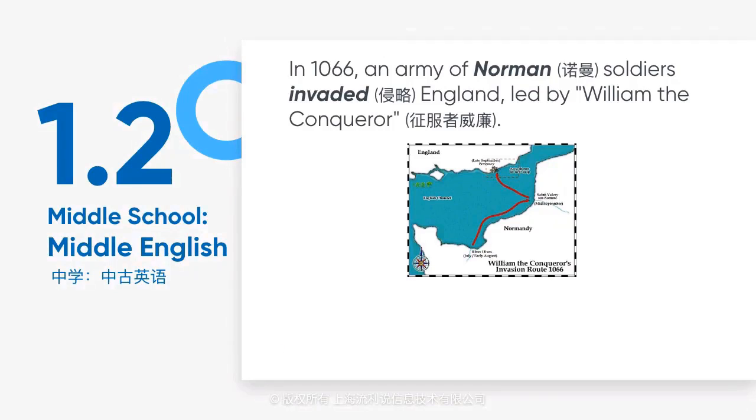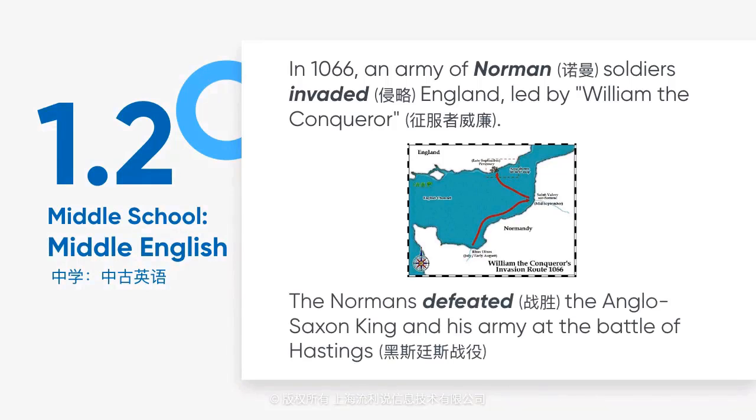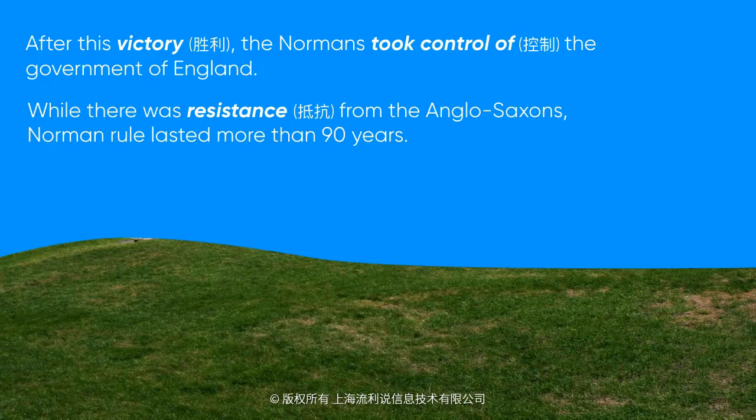In 1066, an army of Norman soldiers invaded England, led by William the Conqueror. The Norman soldiers were from Normandy, now part of France, and spoke a dialect of Old French. The Normans defeated the Anglo-Saxon king and his army at the Battle of Hastings. After this victory, the Normans took control of the government of England. While there was resistance from the Anglo-Saxons, Norman rule lasted more than 90 years.